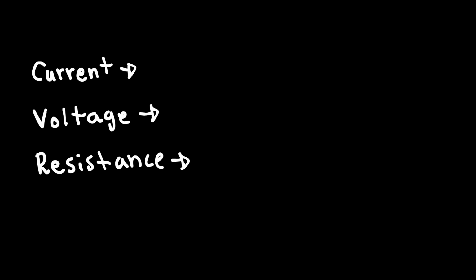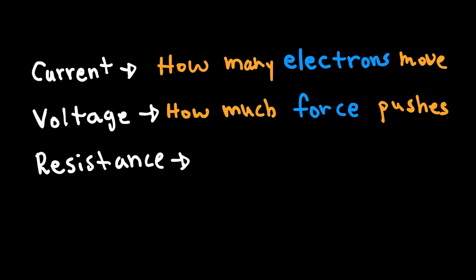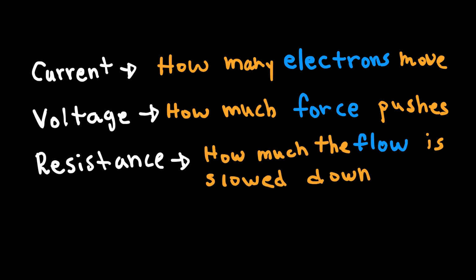And what are these three? Well, current is how many electrons move, while voltage is how much force pushes them, and resistance is how much the flow is slowed down. That's why understanding atoms, especially electrons, is essential.